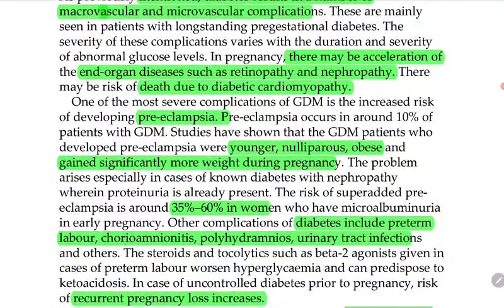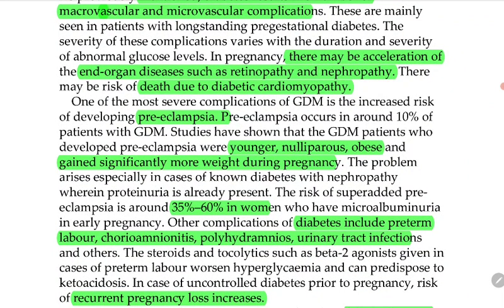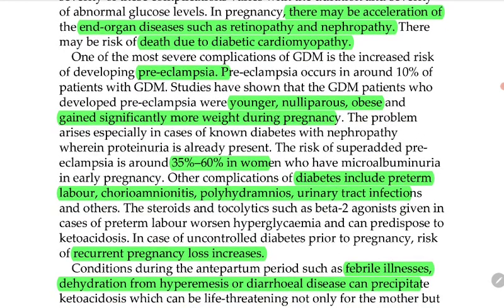One of the most severe complications of GDM is the increased risk of developing preeclampsia. Preeclampsia occurs in around 10% of patients with GDM. Studies have shown that GDM patients who developed preeclampsia were younger, nulliparous, obese, and gained significantly more weight during pregnancy. The problem arises especially in known diabetes with nephropathy, where proteinuria is already present. The risk of superadded preeclampsia is around 35 to 60% in women who have microalbuminuria in early pregnancy.